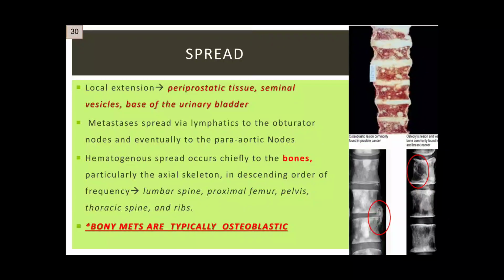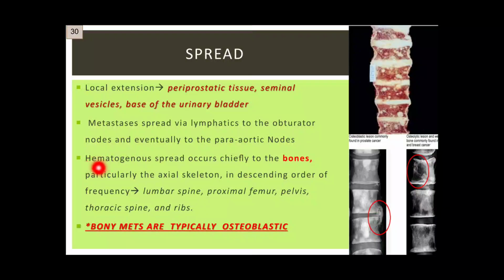Now next we come to the spread of the prostatic carcinoma. So the prostatic carcinoma can extend locally to the periprostatic tissue, seminal vesicles, and base of the urinary bladder. So it can locally spread to these tissues, and metastasis can also occur via lymphatics to the obturator nodes and eventually to the para-aortic nodes.